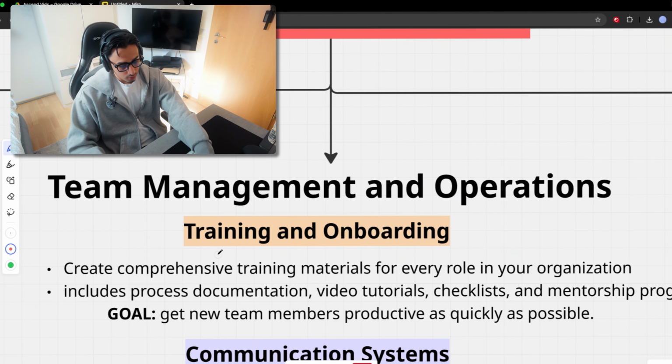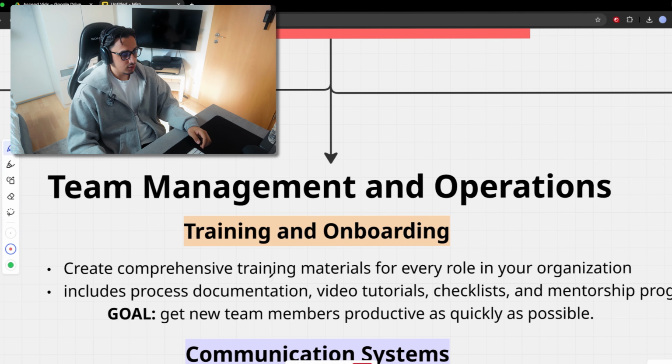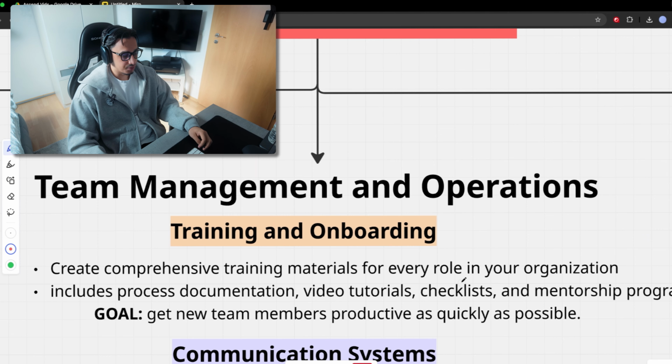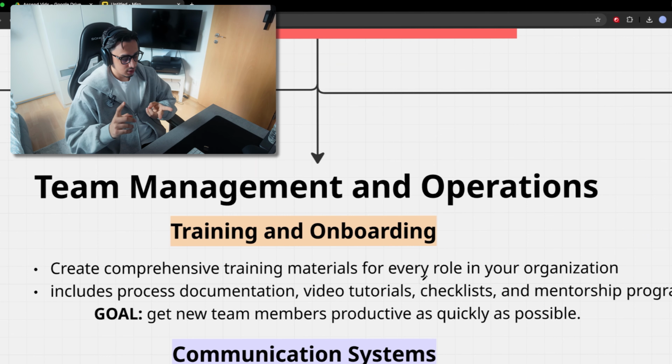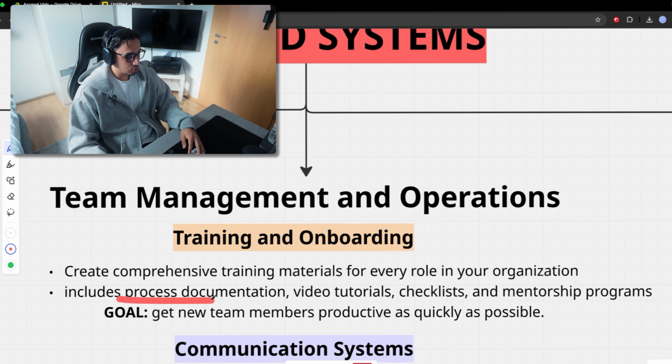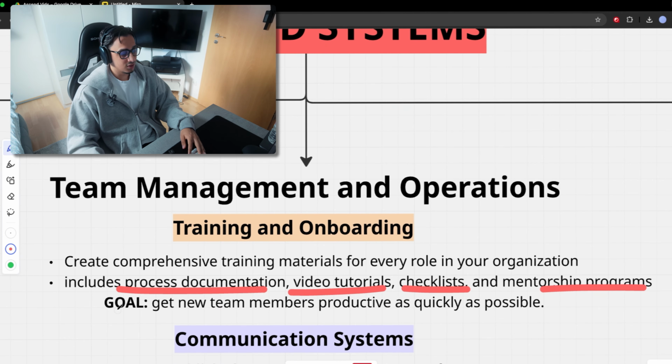And then team management and operations. When you get new team members on, you need to create comprehensive training materials for everyone in your organization. For example, that includes a backend specialist, an editor, a copywriter, your setter, your closer, your VA. So you need to have process documentation, video tutorials, checklists, and mentorship programs. The goal is to get new team members productive as quickly as possible.